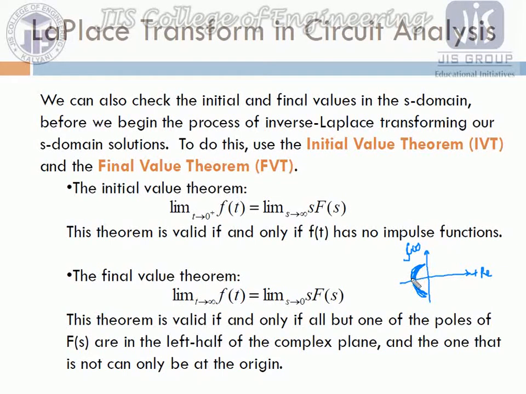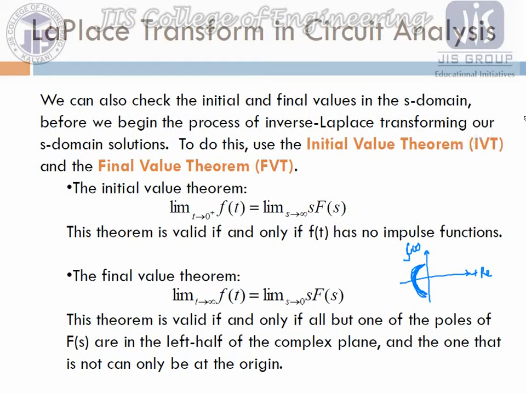And sometimes in our exam they may ask to write down the initial and final value theorem. So simply we can write that the initial value theorem states that the limit t tends to 0 positive, it means just at the starting point, of the function f of t is equal to the limit s tends to infinity of s f of s. This is as per the initial value theorem.